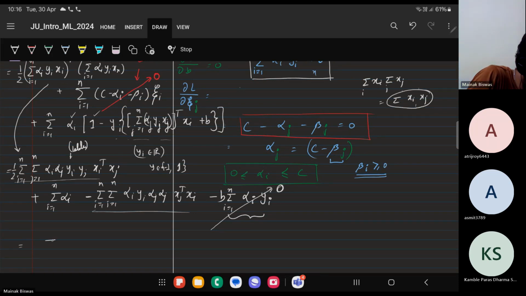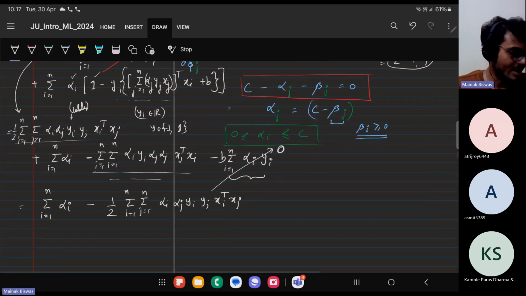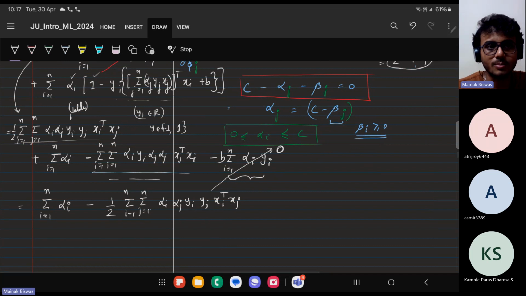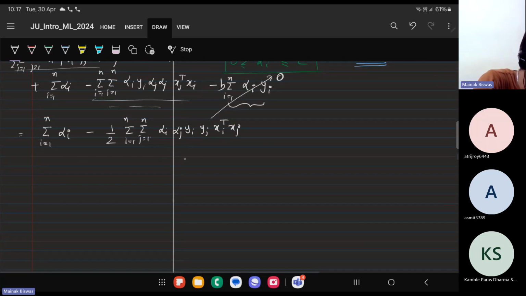So what do you get? You get summation of alpha i, i equal to 1 to n, minus half. This is one full minus and this is one half, so minus half will happen. i equal to 1 to n, j equal to 1 to n, alpha i alpha j yi yj xi transpose xj. Now let us write down everything clearly and then I'll stop, because I don't want to bring in the vector notations yet. I'll do it next day. So now we have solved the dual solution. I know alpha. So this is only dependent on alpha now.